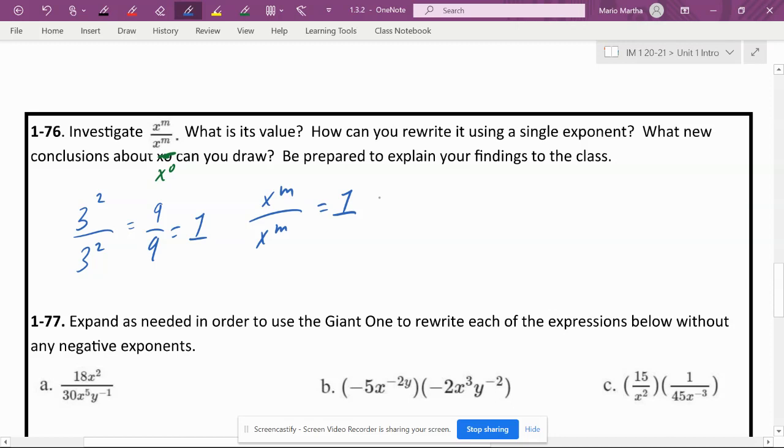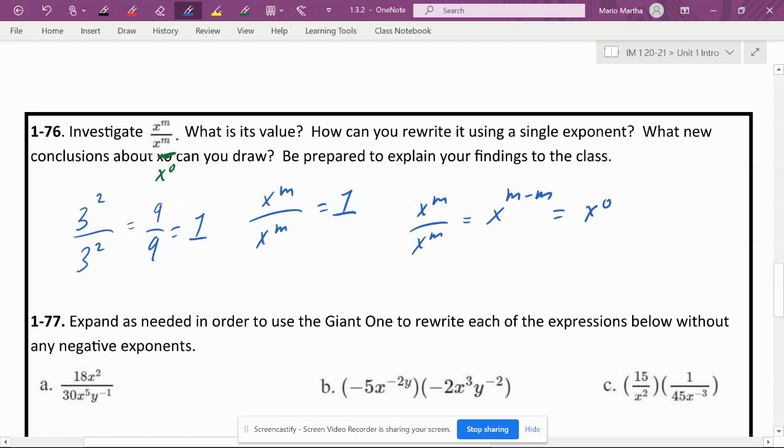And then if we rewrite it using the pattern that we learned in problem 174, x to the m over x to the m, it's a division, so I can rewrite this as x to the m minus m. Now, if you notice here, if we subtract a number minus itself, 2 minus 2 is always what? It's 0. 3 minus 3 is always 0. If you always subtract a number minus itself, you're always going to get 0. So this would be equal to x to the 0.